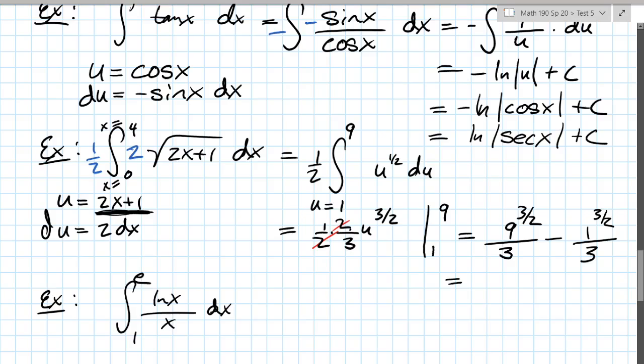9 to the 3/2 power is 27, I think. Yes, it is 27. Divided by 3 is 9. 1 to the 3/2 power is 1. So 9 minus 1/3. I feel like maybe we did that problem before once. What is that? 26/3.